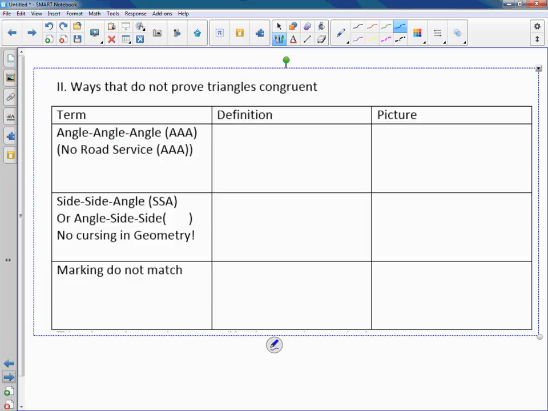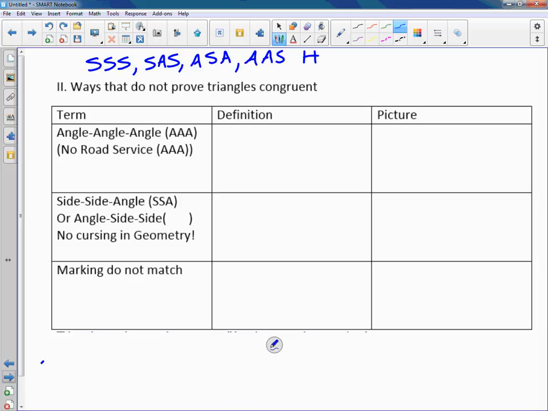Now, we have talked about a couple ways. We talked about side, side, side, side, angle, side, angle, side, angle, angle, angle, side, and HL. Now, there's a couple that we did not prove, okay? And one of them is angle, angle, angle, all right? You cannot prove triangles just because their angles are the same does not mean their sides are the same.